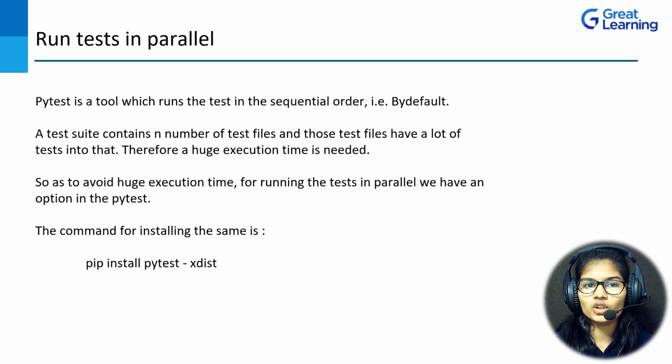Moving forward, we have running the tests in parallel. PyTest runs the tests in sequential order by default. A test suite contains n number of test files, and those test files have a lot of tests, so a huge execution time is needed. To avoid that execution time, we run the tests in parallel, and we have this option in PyTest as well. The command for the same is pip install pytest-xdist.